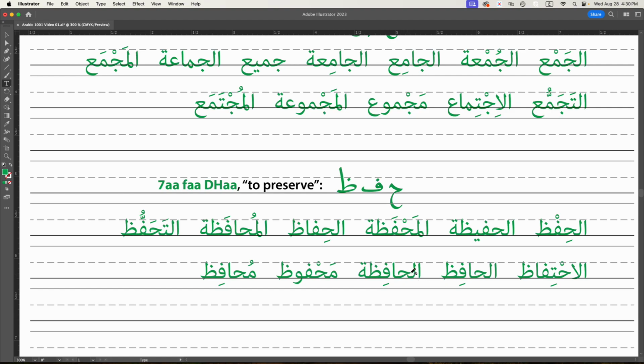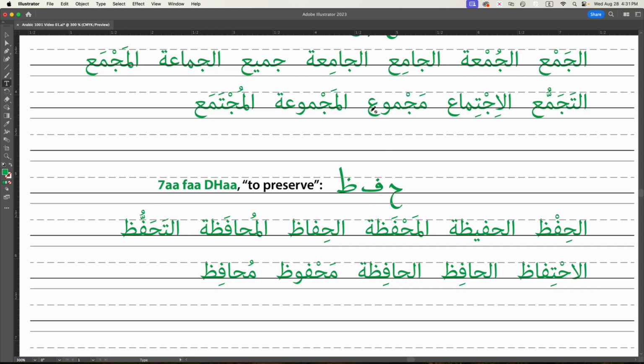It works. So al-hafidha, again, here we've taken the same word and just added ta marbuta. This is like the receipt or the slip or the token that you get for something. It preserves the fact that you bought it or that that coat is yours when you took it to the coat check, that sort of thing.